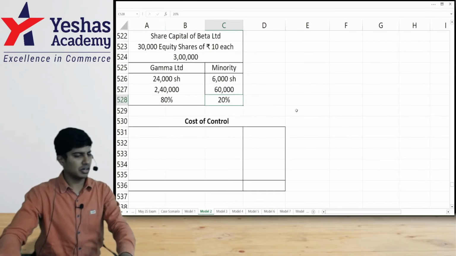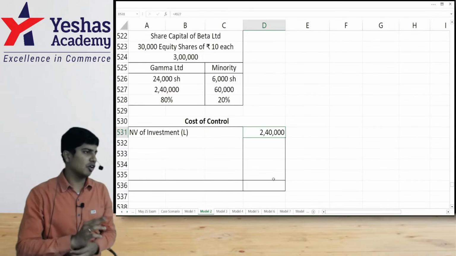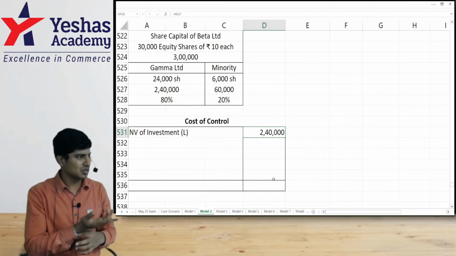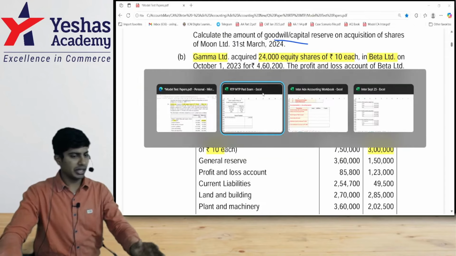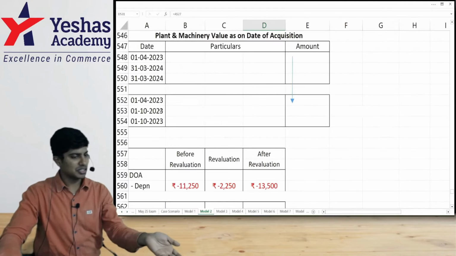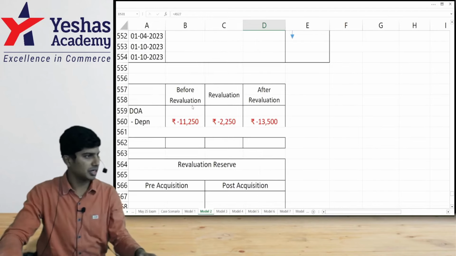And in our cost of control, I would write nominal value of investment to be how much? 2 lakh 40,000. This should be adjusted for bonus issue if there is any, but there is nothing of that type in this question. Let's proceed here. And if you want, I can write minority interest also, which has not been asked. But if you are preparing minority interest, you can write that amount in minority interest.